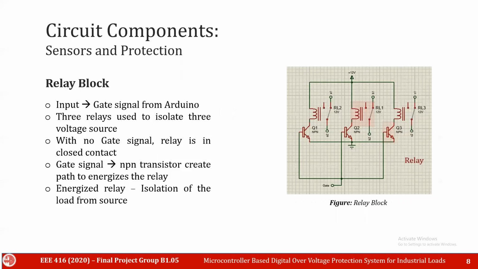Here is the relay block. This is the main block to protect the load. When the gate signal is low, the relay is in close contact and the circuit operates. But when there is a high gate signal, the NPN transistor turns on. Then there is a path to energize the relay. The energized relay creates an open path in the main circuit and the loads get isolated. For three phases, we design the block with three relays.